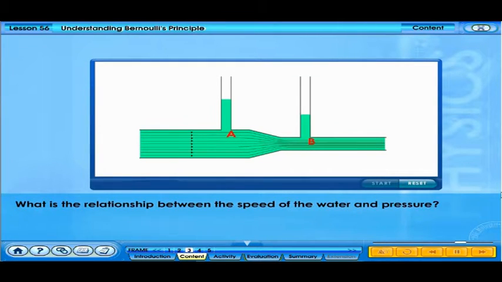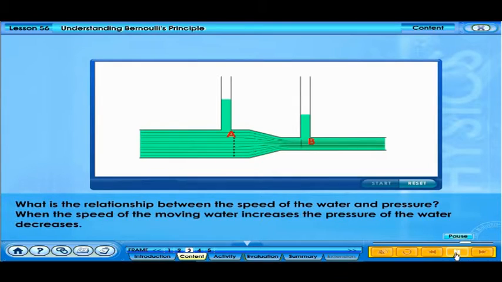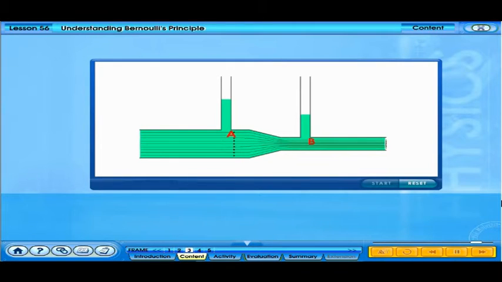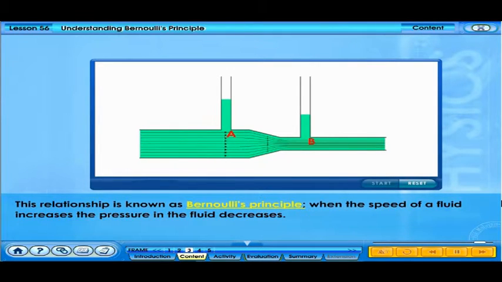What is the relationship between the speed of the water and pressure? When the speed of the moving water increases, the pressure of the water decreases. This relationship is known as Bernoulli's principle. When the speed of a fluid increases, the pressure in the fluid decreases.